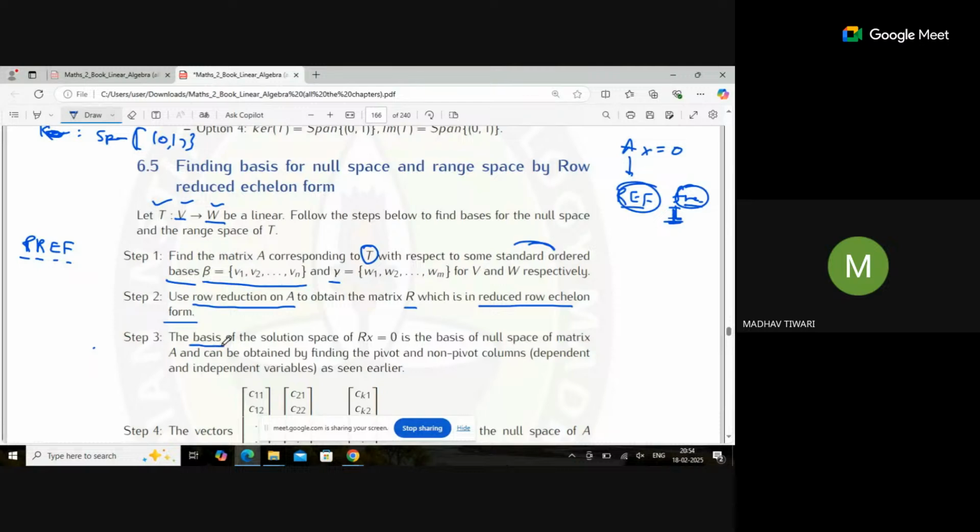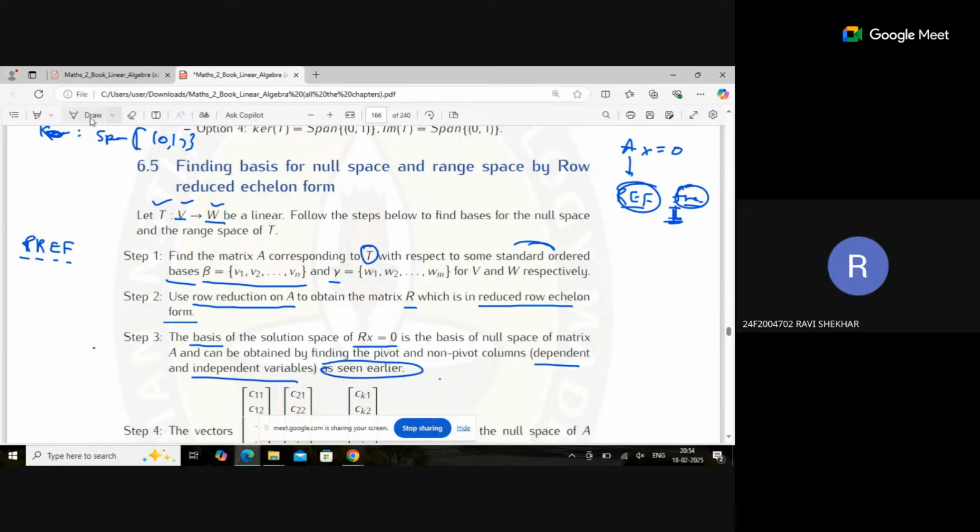So we want to find out the basis for the solution space. Rx equals 0 is the basis of the null space for the matrix A, and it can be obtained by finding pivot and non-pivot columns. Same thing, the dependent and independent variables. As seen earlier, you can see here.